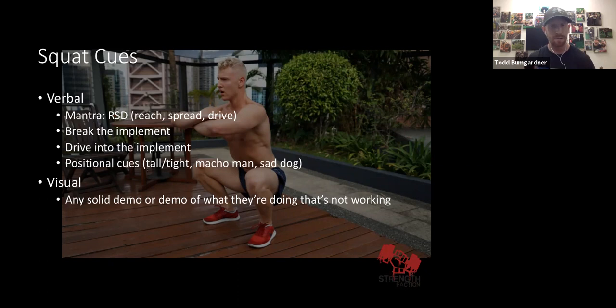So we have people reach, we have people spread, we have people drive. Reach and spread, spread and drive. Reach and spread gets you into the bottom position. When we say spread, we mean spread the floor. Spread and drive gets you into the top position. We want to break the implement, whatever we're using.